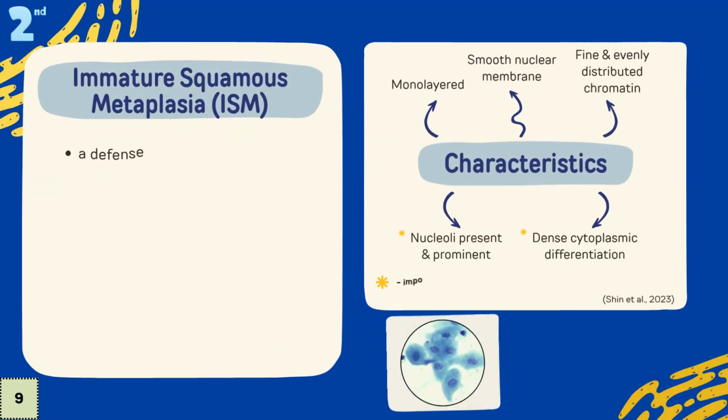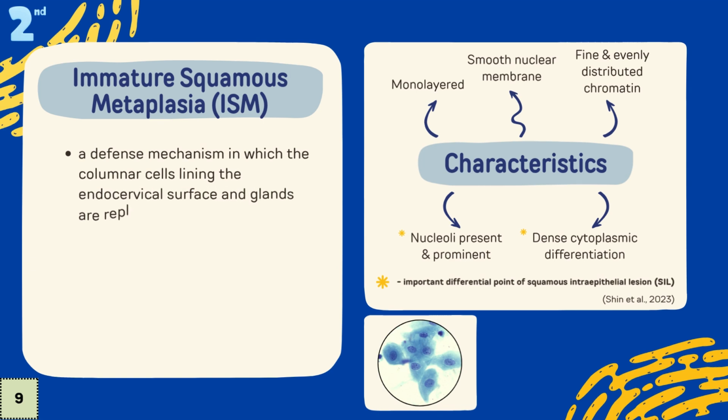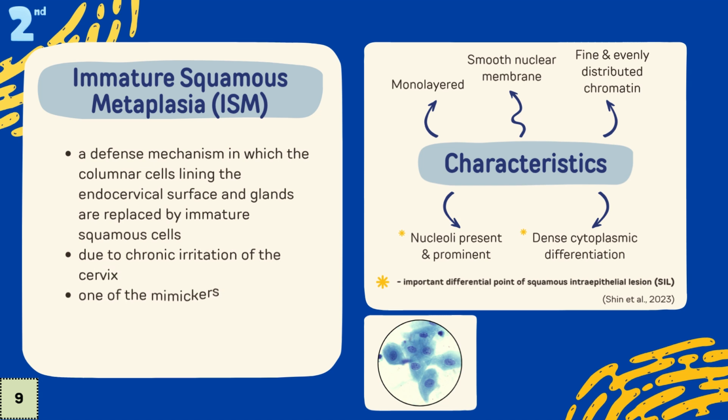Next HSIL mimic is immature squamous metaplasia, ISM. It is a defense mechanism in which the columnar cells lining the endocervical surface and glands are replaced by immature squamous cells. It happens due to chronic irritation of the cervix. Characteristics of ISM are monolayered cells, smooth nuclear membrane, fine and evenly distributed chromatin, nucleoli present, and dense cytoplasmic differentiation.